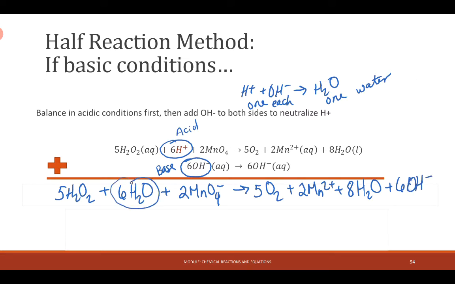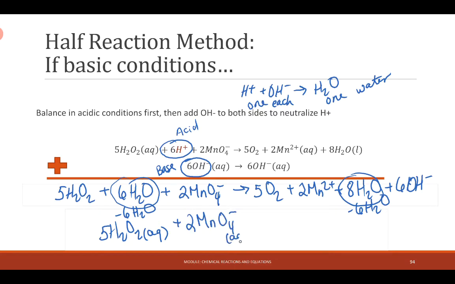Now I got 6 waters here and 8 over there, so I can subtract to simplify the waters, and then I'll be left with 5H2O2 and 2MnO4 minus going to 5O2 gas and 2Mn2 plus aqueous and 2H2O and 6 OH minus.